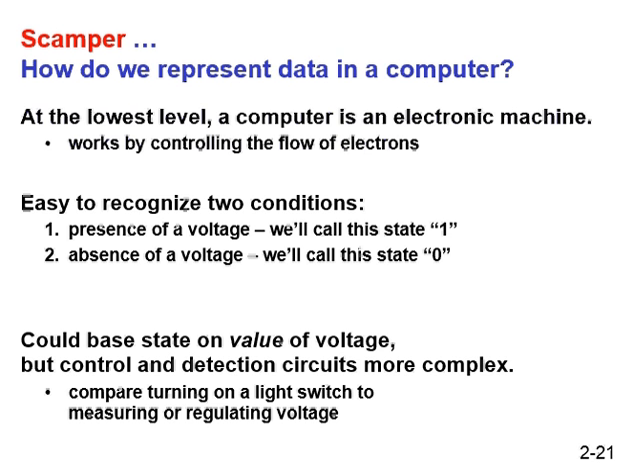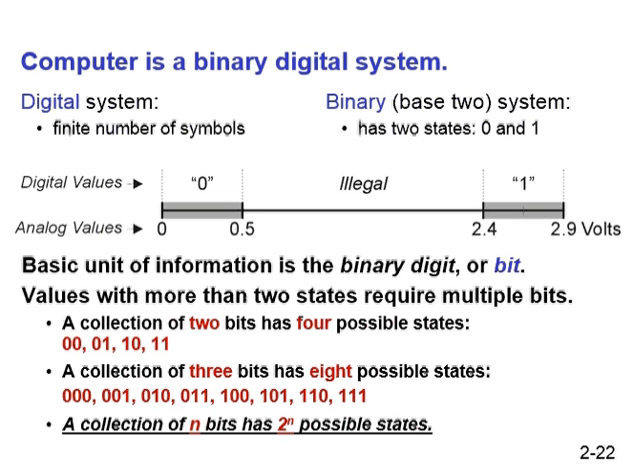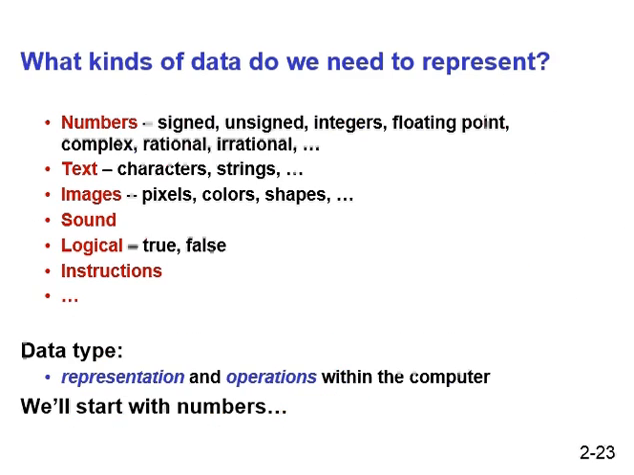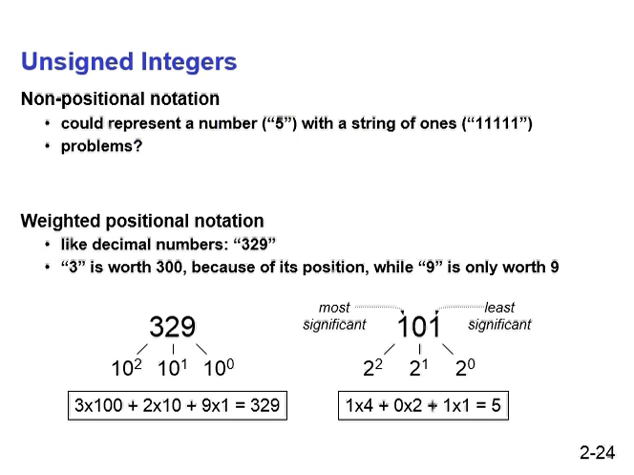Because you study digital computers, you should understand the combination in binary. So we use only 2 bits, 0 and 1. So what kinds of data do we need to represent? We have numbers, text, image, sound, logical instructions, etc. So we have unsigned integers and signed integers.